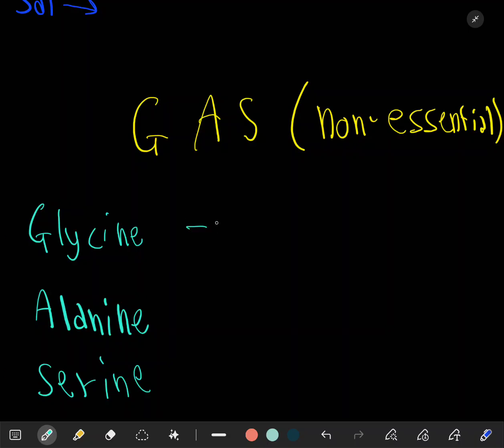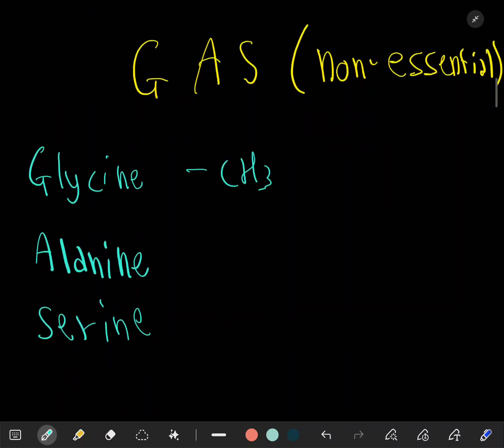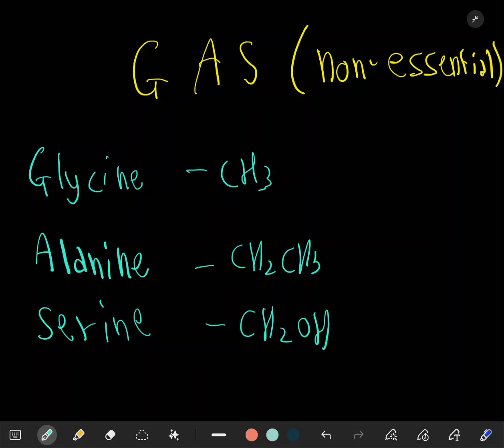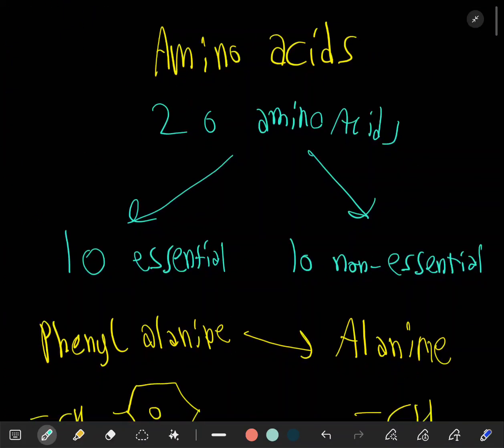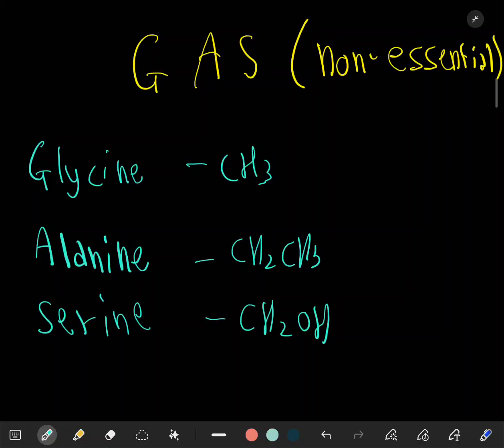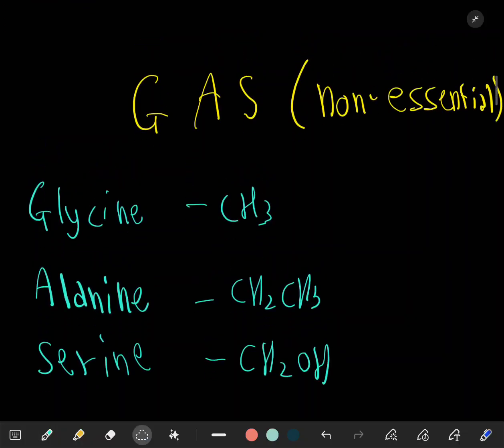So glycine would be dash CH3, alanine is dash CH2 CH3, and serine is dash CH2OH. These are the first 3, and all three are non-essential, so we can add them. Okay, wait. You guys must be confused why we are doing this dash system. ऐसे तो होते नहीं अपने amino acid. So wait, I'll show you what I mean by this.